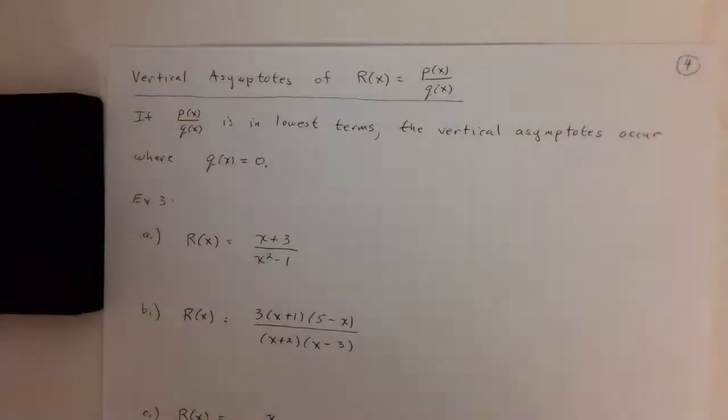Okay, so the next topic has to do with finding these asymptotes, both the vertical asymptotes, that's where the graph sort of shoots up suddenly or shoots down, and then the horizontal asymptotes, which correspond to the end behavior. So to find the vertical asymptotes, it's really about finding where the denominator is 0.